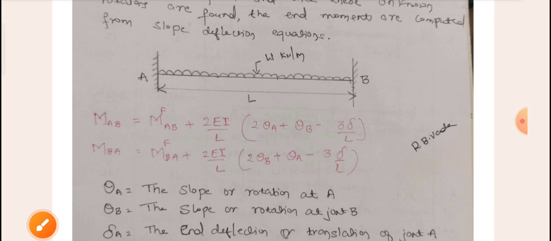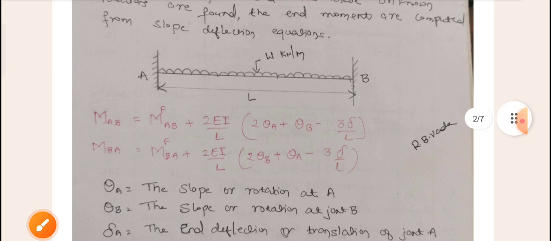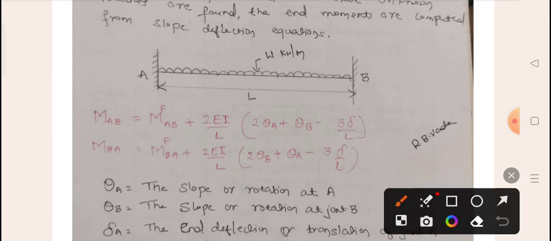How are we going to remember this formula? I will give a trick. MAB is equal to the fixed end moment MFAB plus 2EI by L into 2 theta A. Here the first word is A, that should be multiplied by 2, so 2 theta A. The second word is only B, there is no multiplication of 2. So 2 theta A plus theta B minus 3 delta by L. This is the formula.